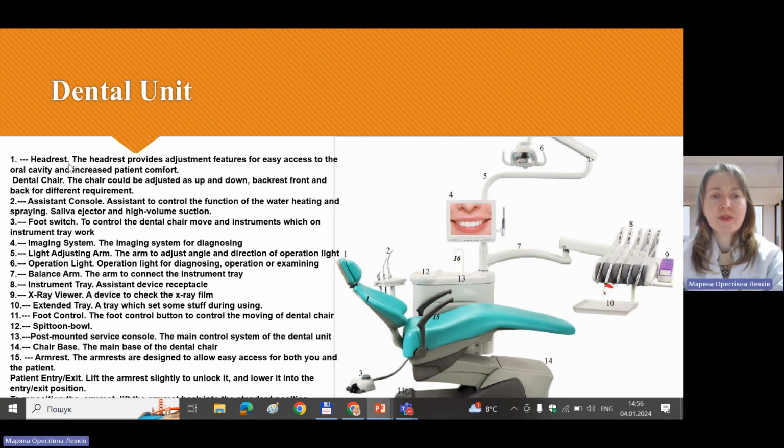So the dental unit has a headrest, over here, and the dental chair in general. So this is the dental chair, the headrest. Handrest over here, and assistant console, dentist console with instruments, light, spit bowl, pedal to drive hand pieces, and what else do we have? Imaging system for diagnosing, and the rest, if necessary, you can read on your own, carefully looking at this presentation slide, and we move ahead.